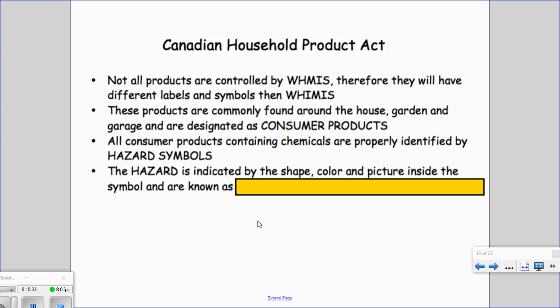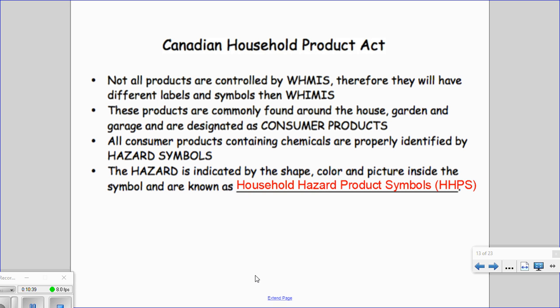All consumer products containing chemicals are properly identified by hazard symbols, and you would have seen these hazard symbols on stuff around your home. The hazard is indicated by the shape, color, and picture inside the symbol and are known as Household Hazardous Product Symbols, or HHPS.